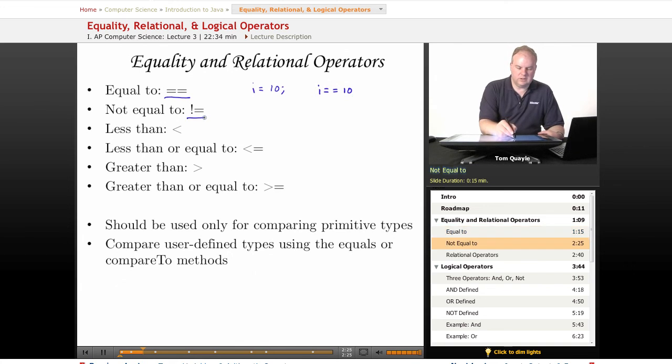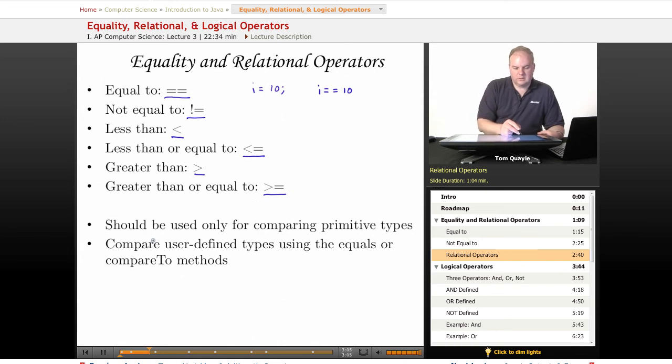Not equal to is the exclamation point followed by the equal sign with no space in between. This is determining if the values on the left and right side of the operator are not equal to one another. Then we have the relational operators less than or equal to, greater than, and greater than or equal to. Whenever you have two characters in an operation, it's important not to put any blank space between them or they will not work correctly and you'll likely get a syntax error in the Java editor.